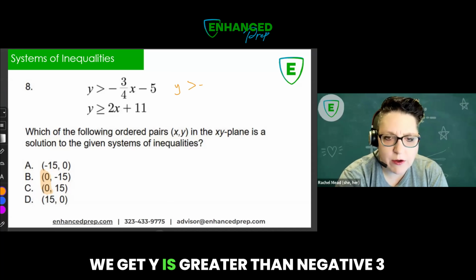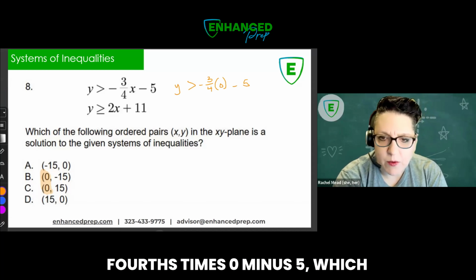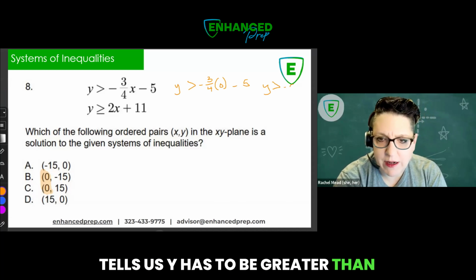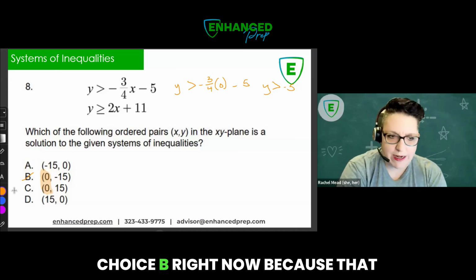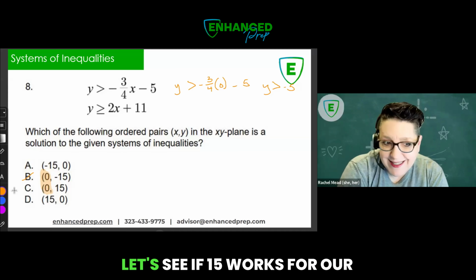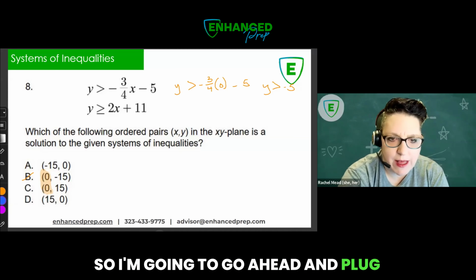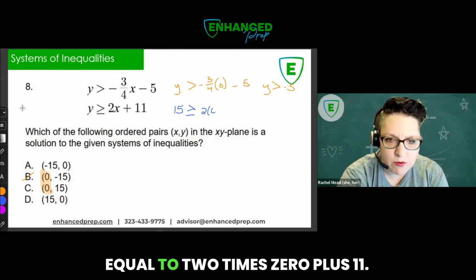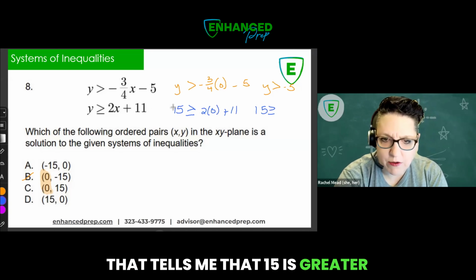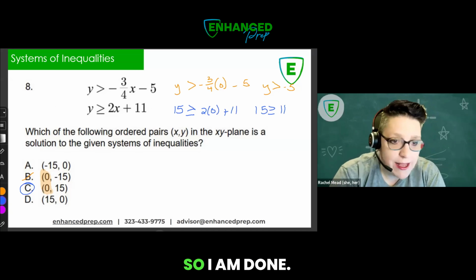We get y is greater than negative 3/4 times 0 minus 5, which tells us y has to be greater than negative 5. Okay, so I'm going to eliminate answer choice B right now because that doesn't work. Let's see if 15 works for our second equation. So I'm going to go ahead and plug that in: 15 as my y value, greater than or equal to 2 times 0 plus 11. That tells me that 15 is greater than or equal to 11. That is also true. So I am done.